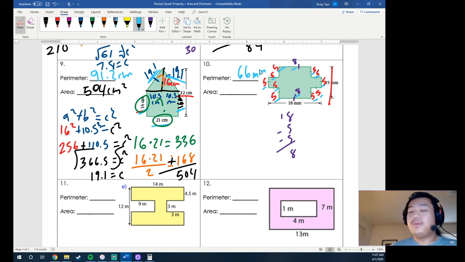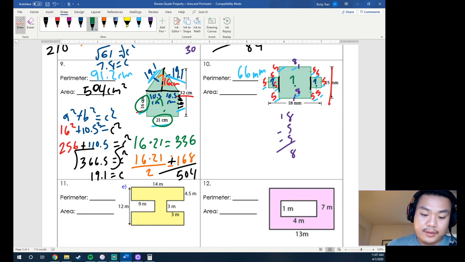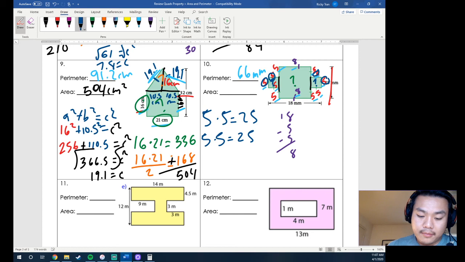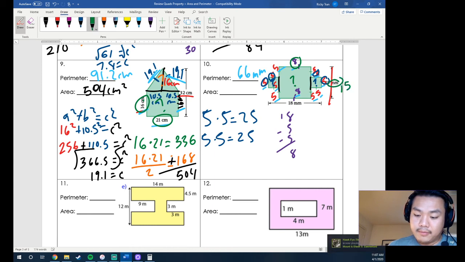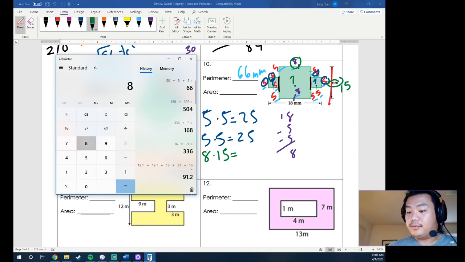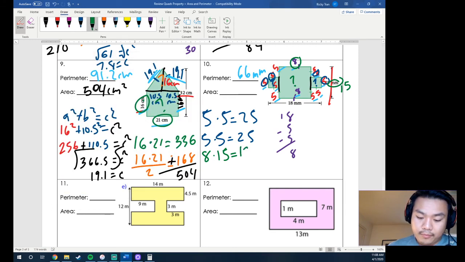Okay. With area, we're going to split this into 3 shapes, 3 easy shapes. We're going to split it right here, right here. This and this are going to be the same, and this one is going to be slightly different. So to find the blue, it's just 5 times 5, which is equal to 25. And then for the green, we're just taking 8, multiplying it by 15. That's a 15. So 8 times 15, which is 120. We add it all together, so 170.